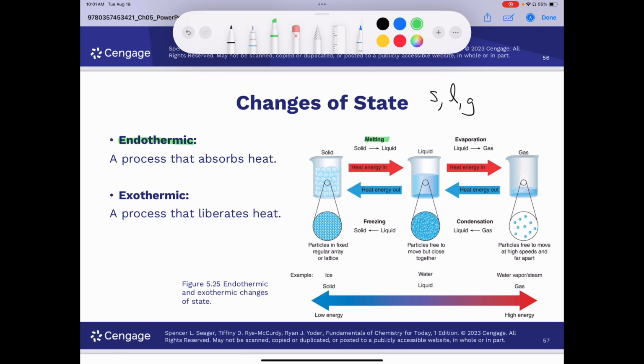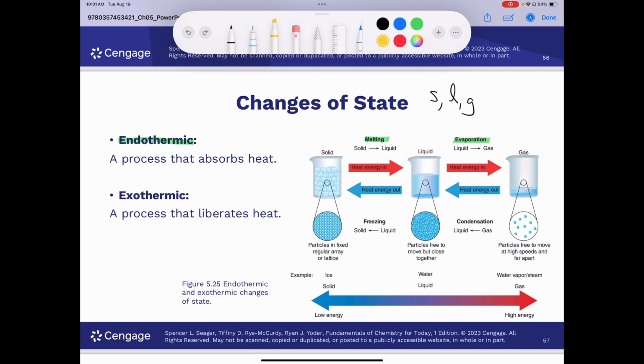Furthermore, if you take water in the liquid phase or any liquid and you convert it into a gas, it takes heat to evaporate or to boil the water. And so going from a liquid to a gas, or evaporation, would also be considered an endothermic process. Also, if you were to go from a solid to a gas directly, that's called sublimation, and that would also be an endothermic process. You see that with something like dry ice.